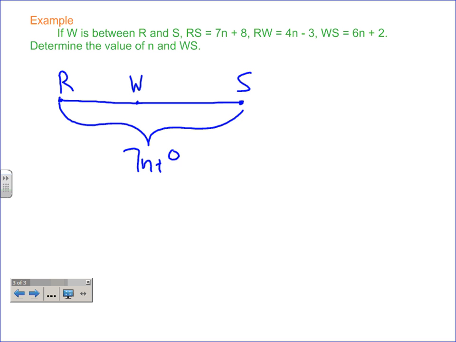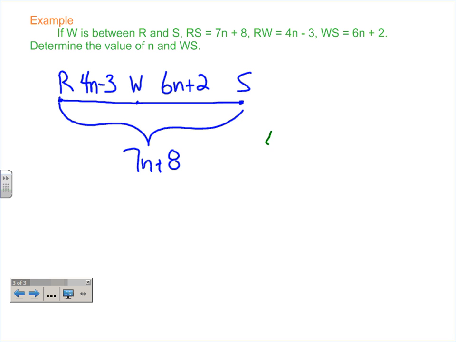RS is 7n plus 8. RW is 4n minus 3. Notice how I'm drawing the picture a little different this time, so you can see another way of doing it. WS is 6n plus 2. So this is different from the first one. Basically, I gave you a few more variables this time. It really doesn't change what you have to do. It's still the two smaller pieces adding up to be the whole thing.